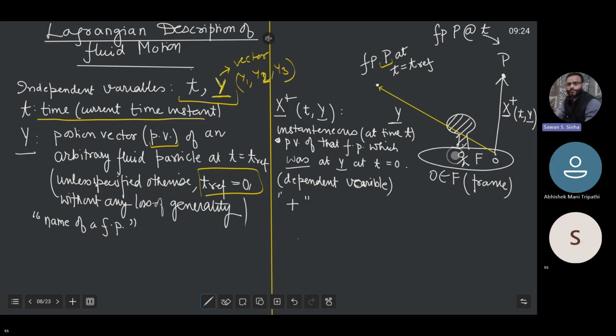Origin of a reference frame is just a point on the reference frame which is fixed to it. All right. What is the utility of origin? You measure position vectors. KPL 100. So this is where the fluid particle was lying at T0. That is what Y is. That I take as an independent variable.